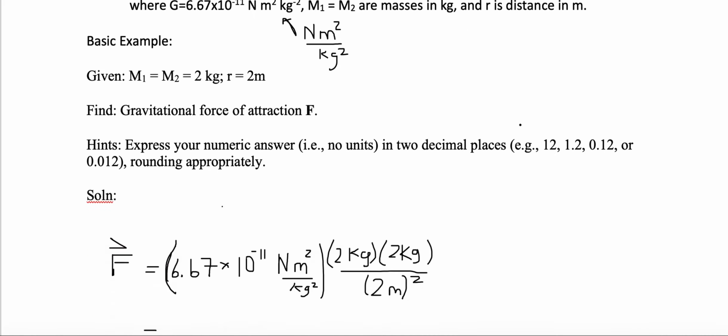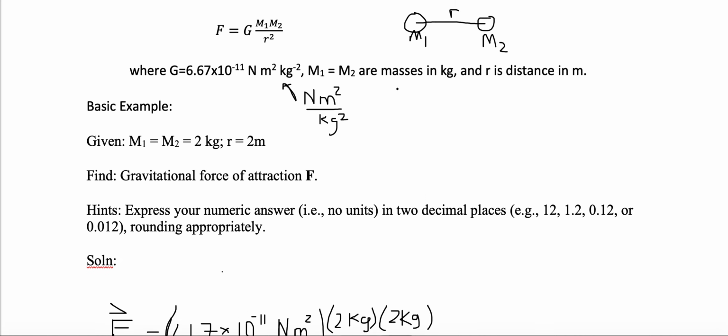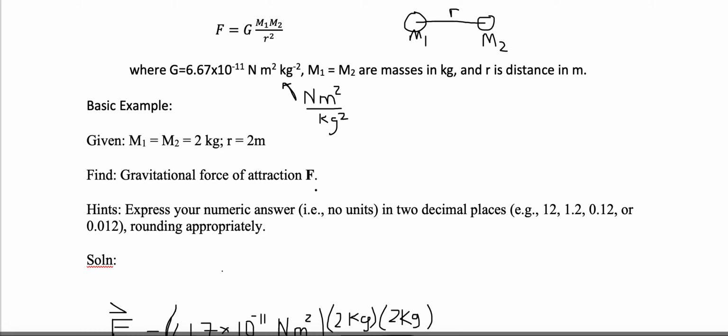Let's look at an example. It's a basic example, so we're just going to calculate it out. We're given two masses, M1 and M2 are 2 kilograms, and they're 2 meters apart. So we have, that could be any shape. This one's 2 kilograms, M1's 2 kilograms, M2's 2 kilograms, and the distance is 2 meters apart. We want to find the gravitational force of attraction.